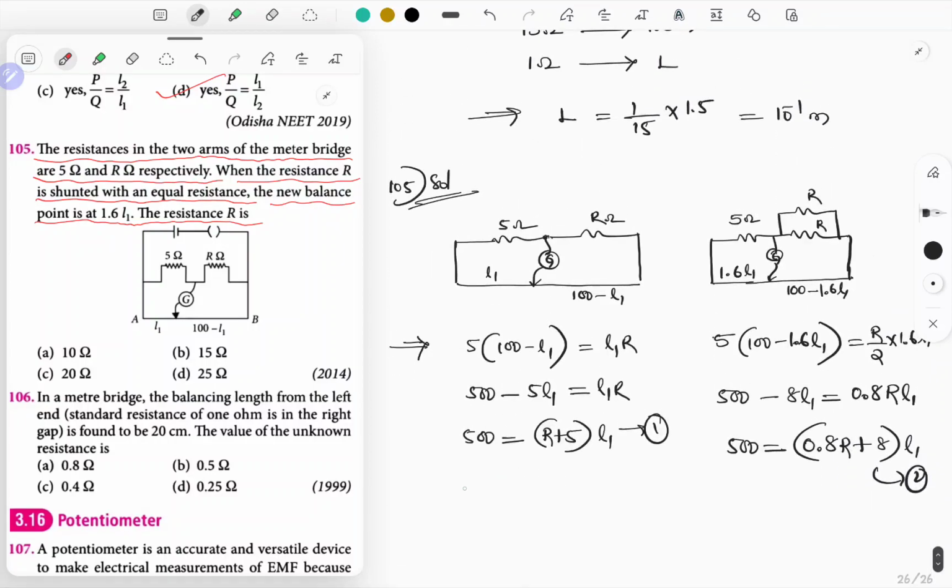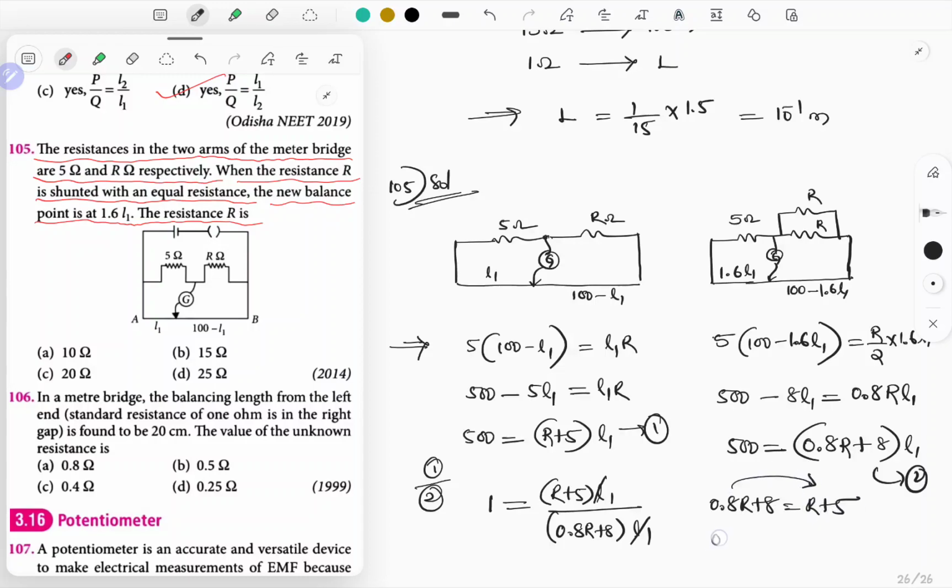Let's solve these two equations. Divide equation 1 by equation 2. On the left side I'm left with 1 itself. Then this is R plus 5 into L1 by 0.8 R plus 8 into L1. L1 will get cancelled. 0.8 R plus 8 is equal to R plus 5. Sending this to the right side, it's going to be 0.2 R is equal to 3. Then R is equal to 15 ohm.